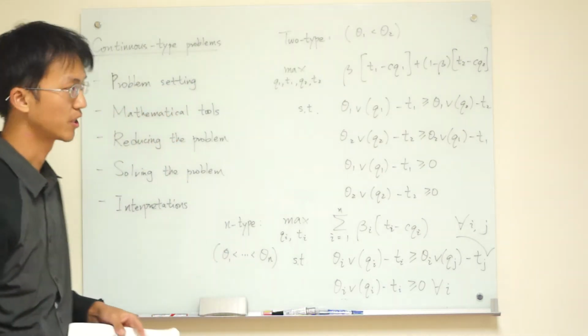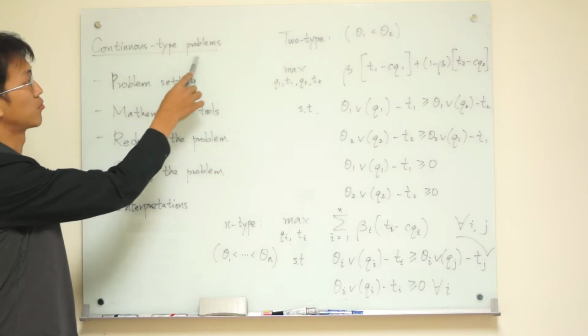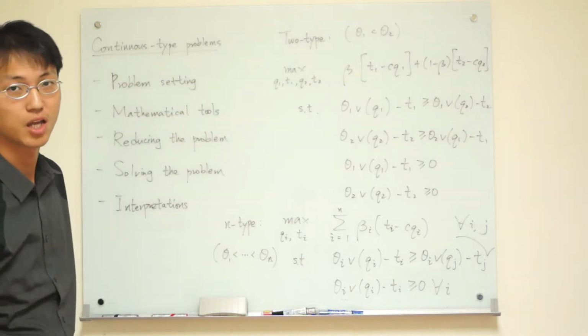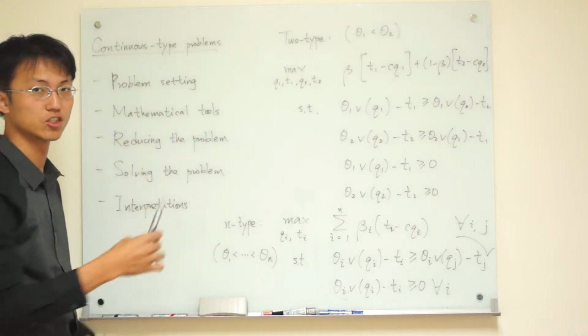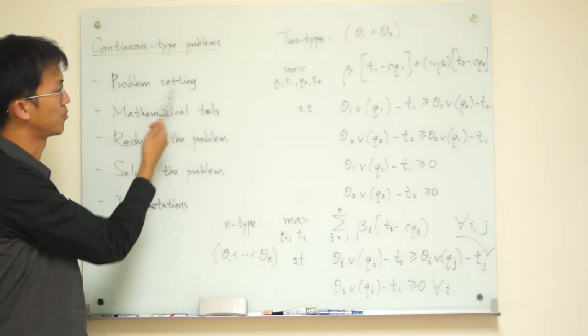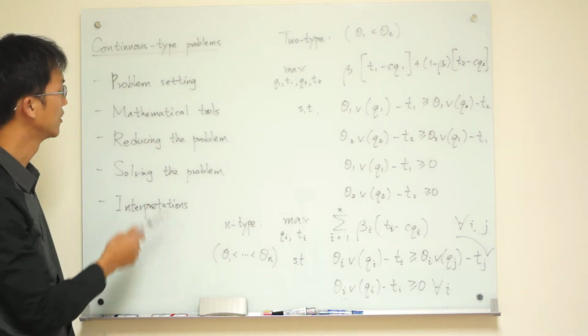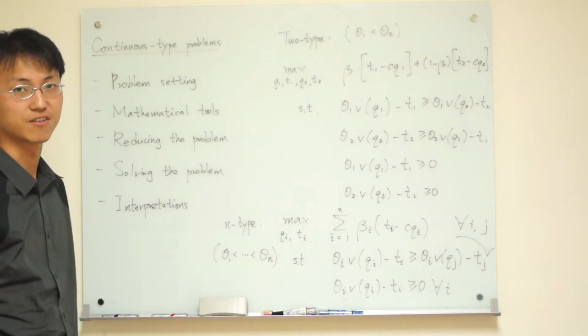Go back to information dynamics. Today I'm going to talk about continuous type problems. So we have spent some time to talk about two-type problems and n-type problems, and today we're going to generalize everything to continuous types. I will first talk about the problem setting in the first video, and then the mathematical tools we need will be introduced in the second video.